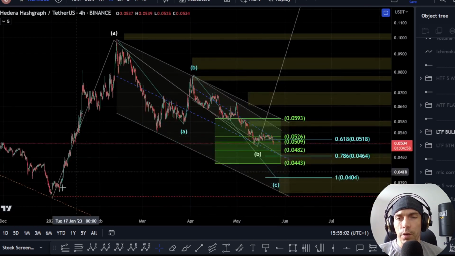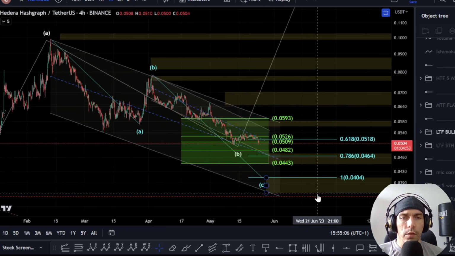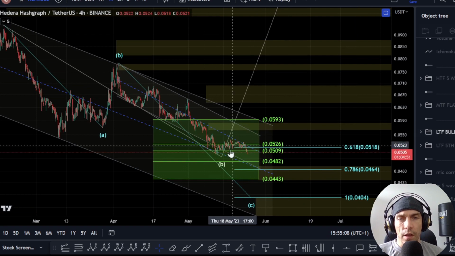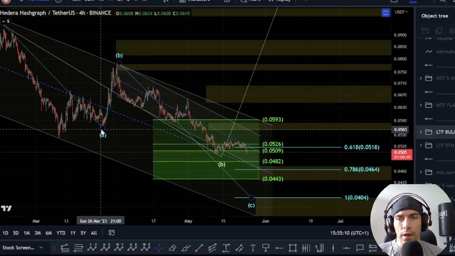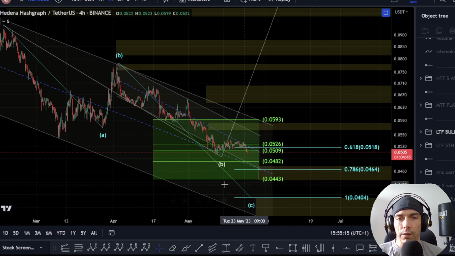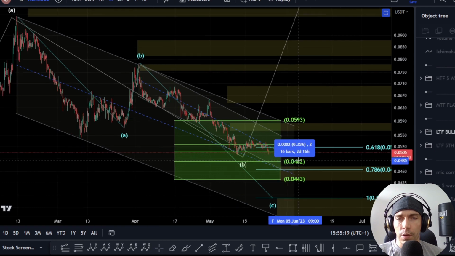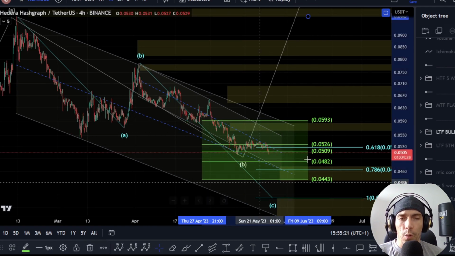Now what we're looking for here is the potential that we have. This is an A wave here, this is a B, and then we're looking for the C wave to the downside. So we've actually come down and reached the minimum requirement. We've taken this A wave and we have moved past this 0.618. So what I'm looking out for here is that this green box is a typical support box for a B wave or a wave 2.